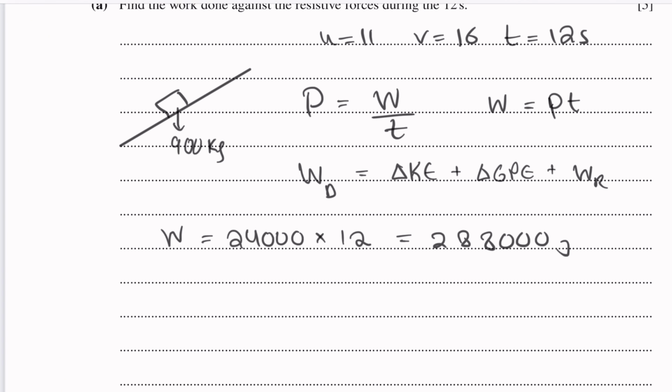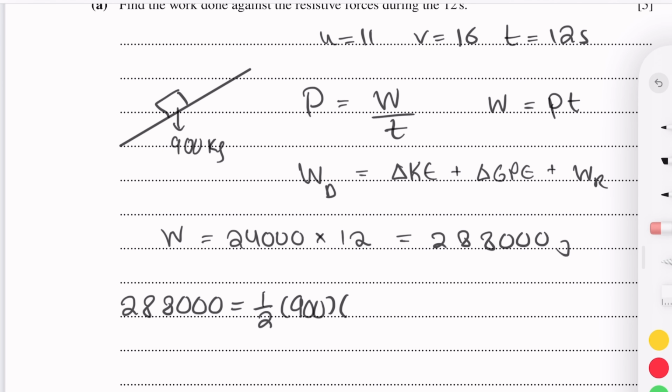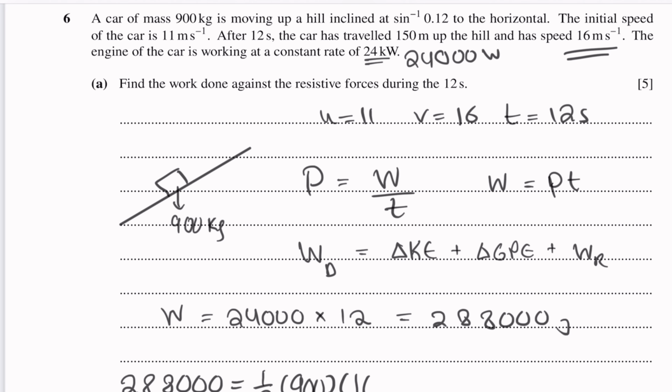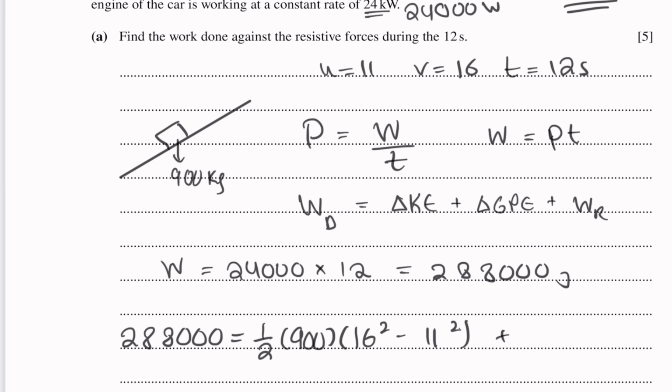Okay, so this is going to equal the change in kinetic energy, which is equal to 1/2 times the mass of 900 times final velocity squared minus initial velocity squared, not the whole thing squared, each velocity squared on its own. 16 squared minus 11 squared. And then you're going to add this to the change in gravitational potential energy, and since he's moved 150 meters up the hill, 150.